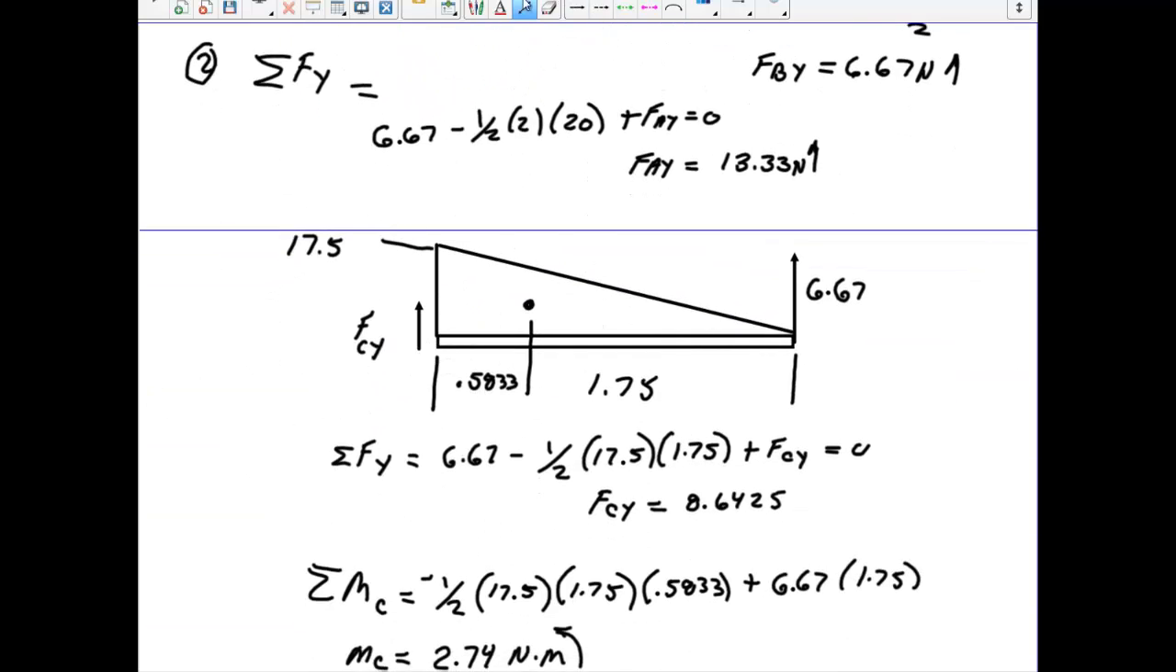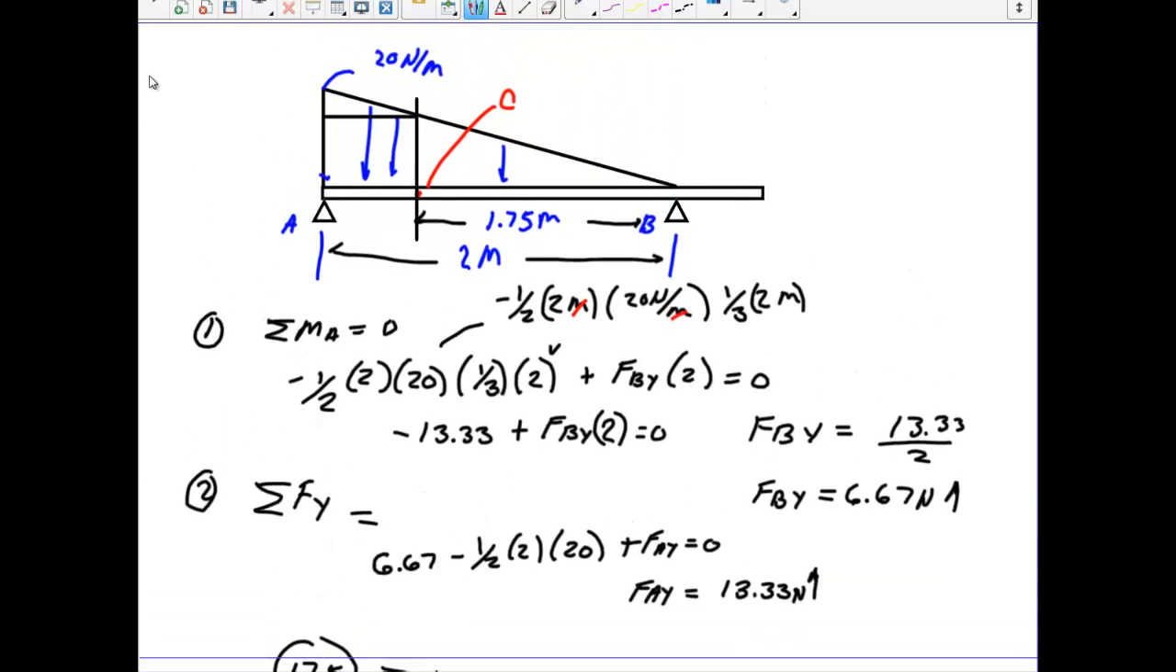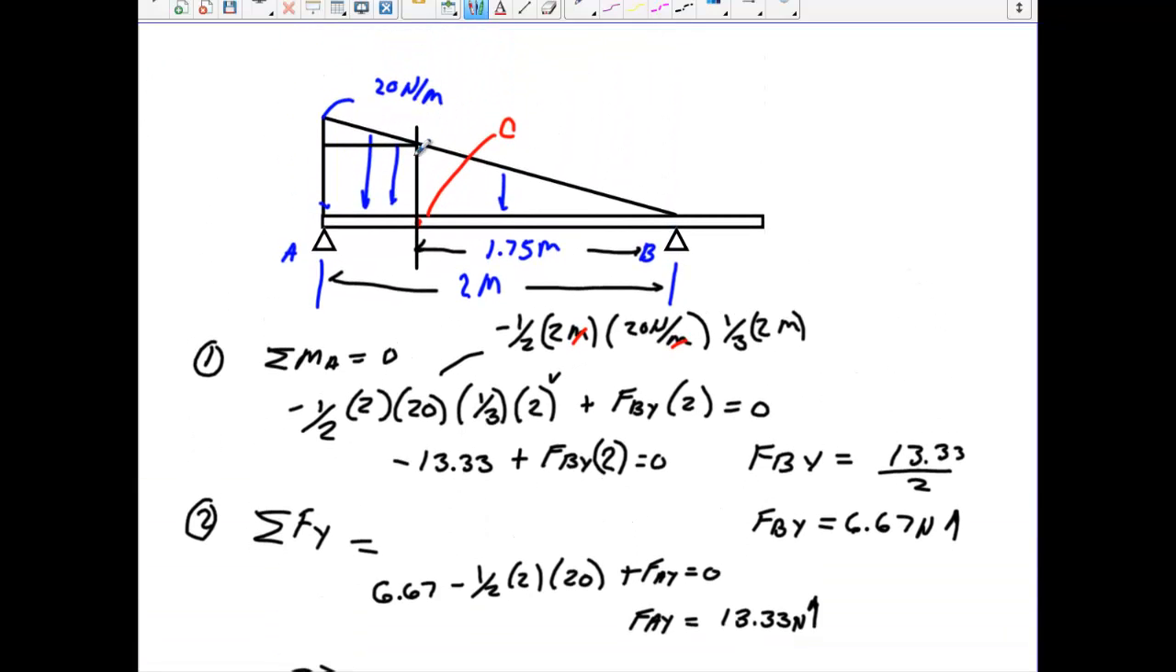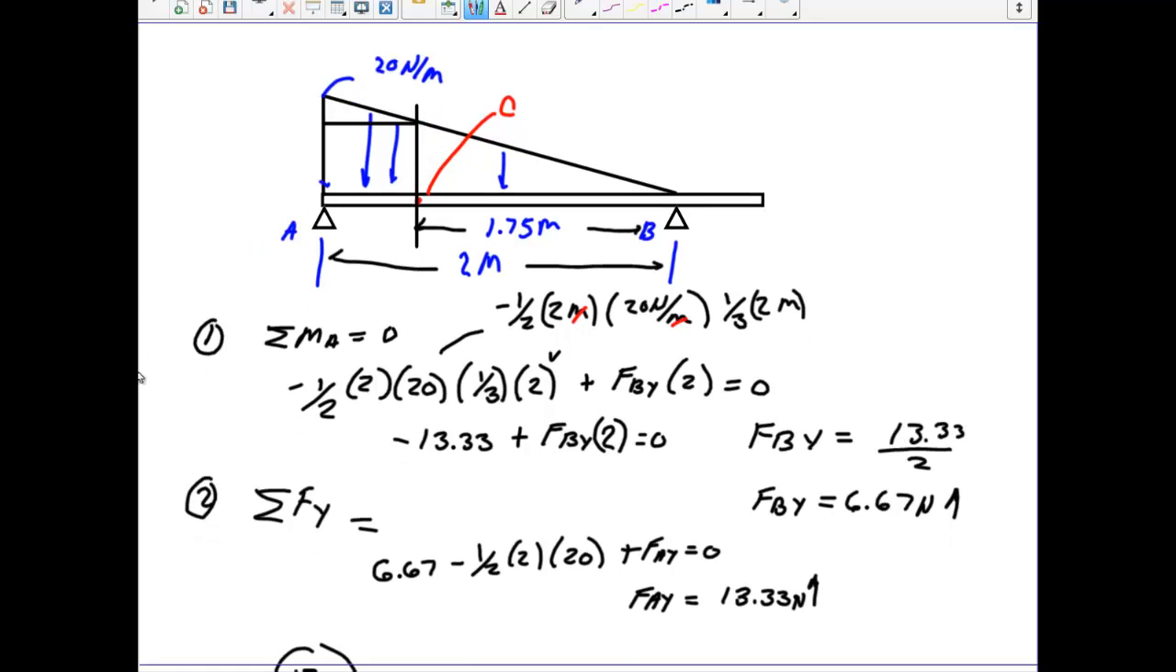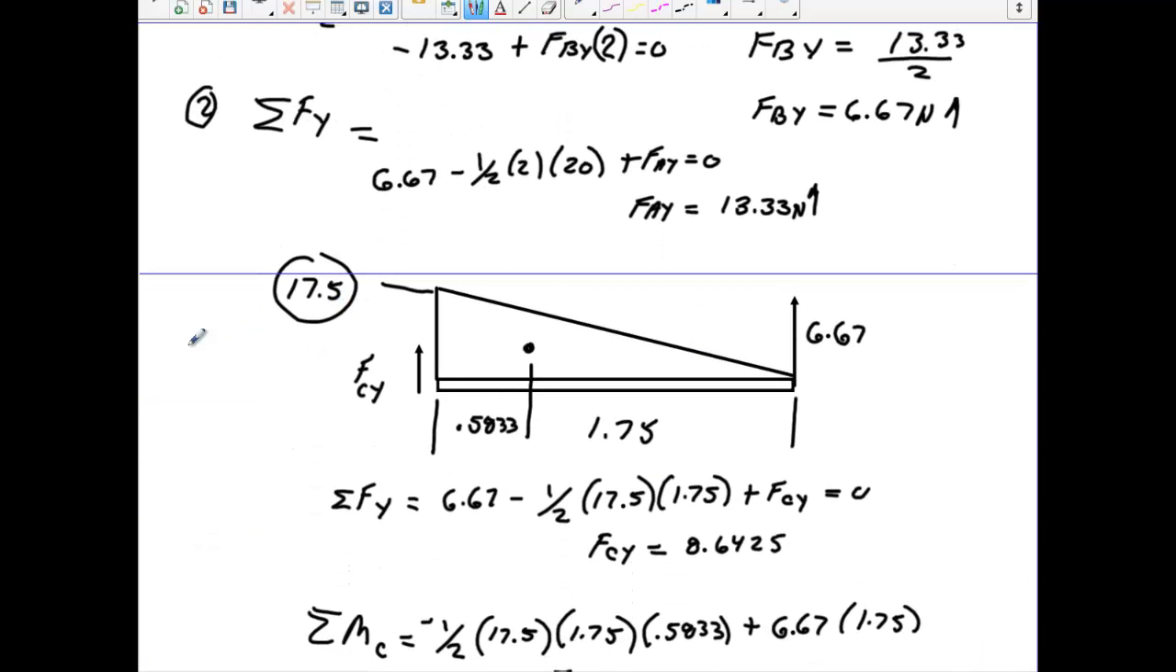Now be careful on a test. This value here, and look up here, is no longer going to be 20 newtons per meter, not when you get to this point. To find out what the distributed load force is here, take 20, divide it by this total distance, which is 2, and then multiply it back by 1.75. That will tell you your height here. And I did that, and I got 17.5.